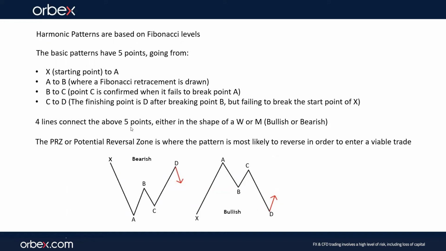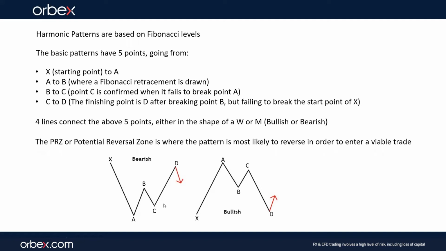So the 4 lines connect 5 points, either in the shape of a W or M, depending if it's bullish or bearish. The PRZ, or the potential reversal zone, is where the pattern is most likely to reverse in order to enter a viable trade. So here we have X to A, A to B, B to C, and C to D. And this is for bearish because, as we said before, it's a potential reversal zone. And point D, which is the last leg in the pattern, is the potential reversal zone. And this means that we are looking for a reversal in the pattern.